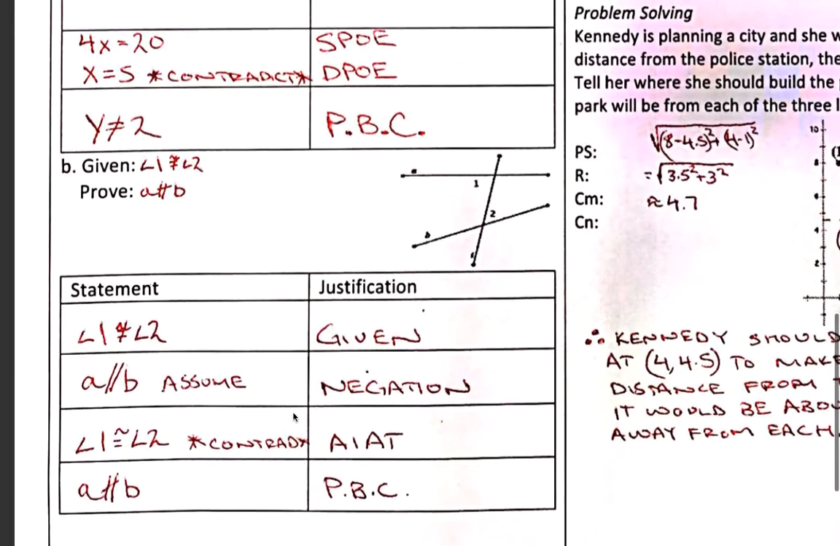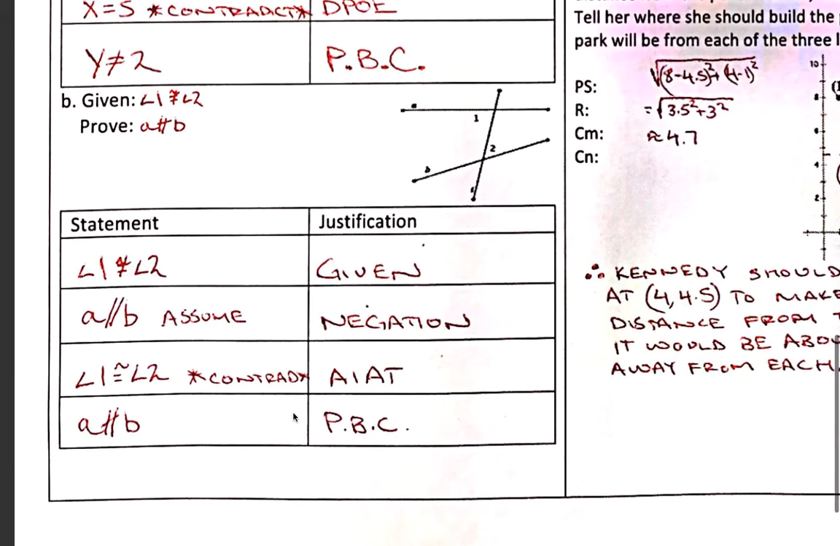Over here, you've got a geometry version of proof by contradiction, or an indirect proof. You've been given that angle 1 is not congruent to angle 2. You want to prove that A is not parallel to B. So you've got the given, and now you're going to do the negation. You're going to assume that A is parallel to B.